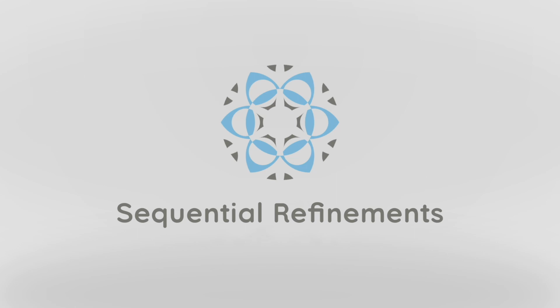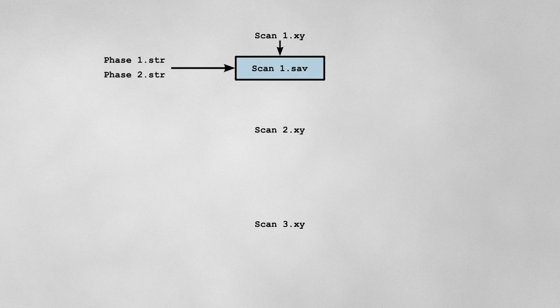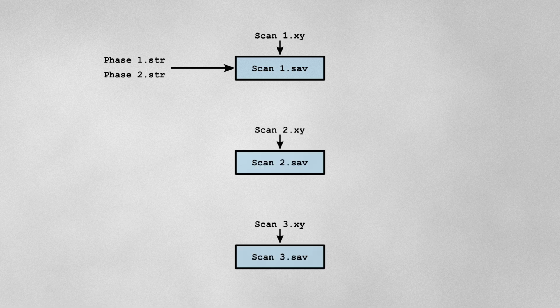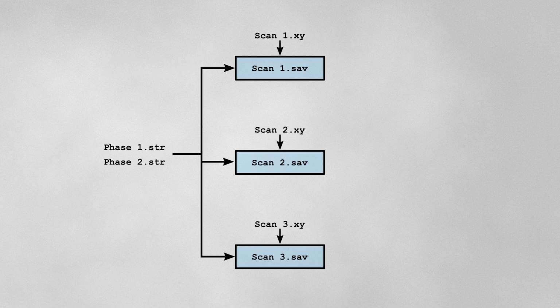Sequential refinements are a special kind of batch refinement. In a normal batch refinement, we create a configuration for the first dataset and then apply it to all the other datasets. In this case, all projects use the same starting models for the crystalline phases. Then we start the batch refinement and process all projects in a row.